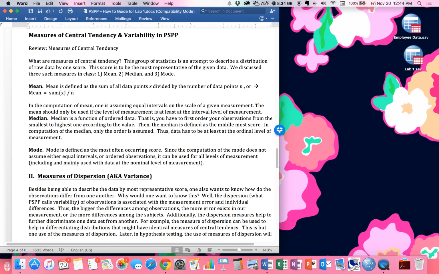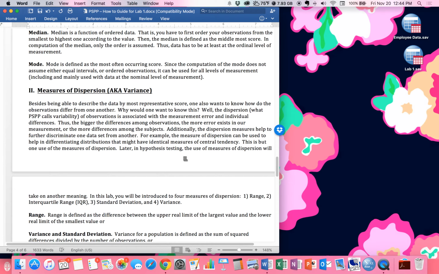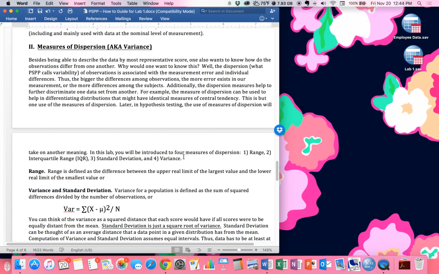Then we have the median, right? The median is the literal middle. So if we had 5 values, we put them in order from smallest to largest. The median would be the middle number, with 2 values on one side and 2 values on the other side. Now the mode is just the most frequently scored score, so the value that is most shown or most frequently selected by participants.